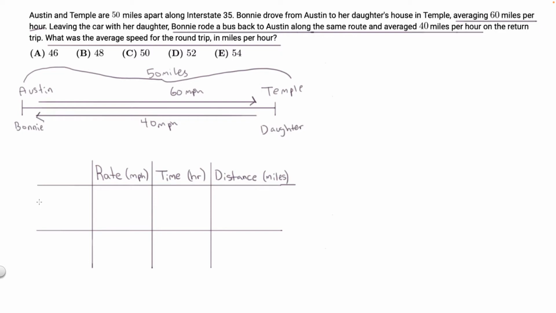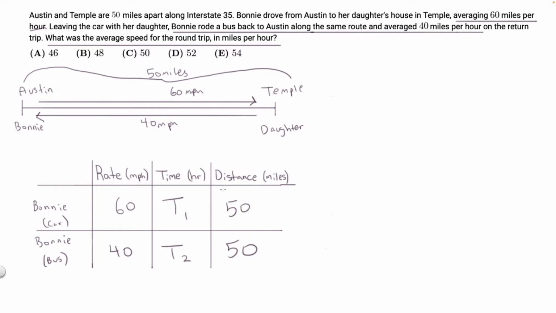This is where Bonnie is with the car, and the second one is Bonnie on the bus. The rate at which Bonnie traveled in the car was 60 miles per hour, and the way back on the bus was 40. For the time, we don't know the time, so we can write it as T1 and T2. And the distance is 50 miles for both trips.